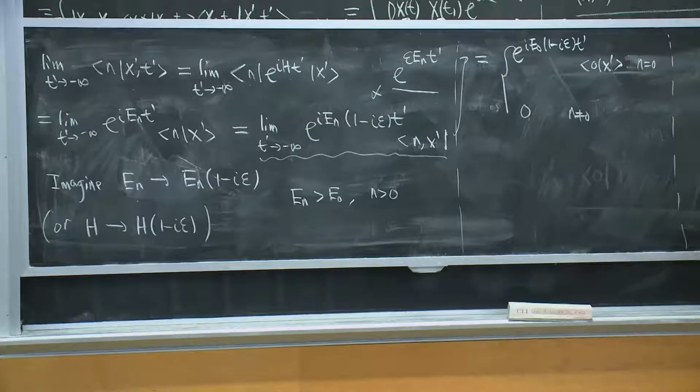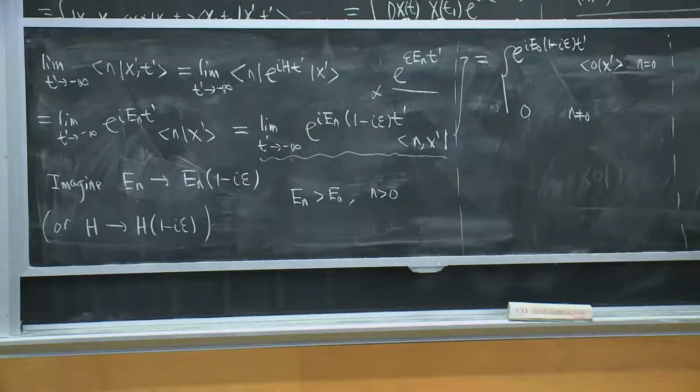If you want to formally show that all energy levels that are not the ground state get exponentially suppressed, you just take out the overall factor corresponding to the ground state. Then all the other coefficients will go to 0.